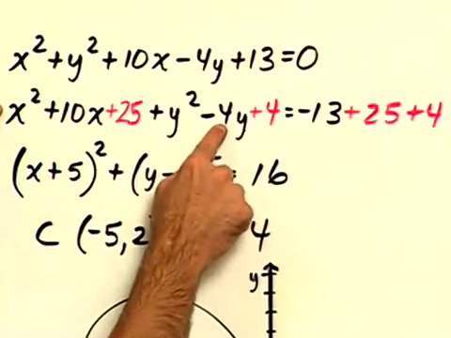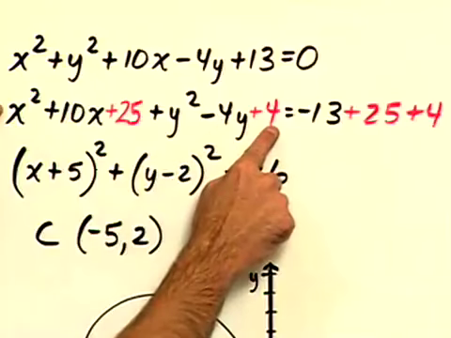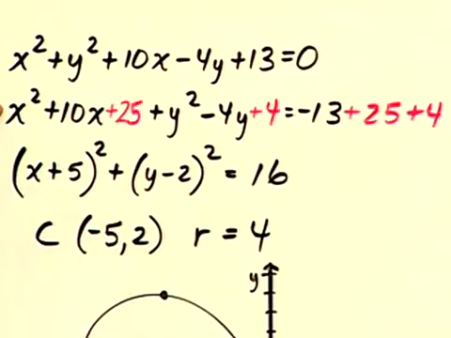I'm going to take half of this negative 4, which will be negative 2, and then square it, gives me a positive 4. So I need to add 4 to both sides. So what I did again on this line was I completed the square twice, once for the x variables and once for the y variables.